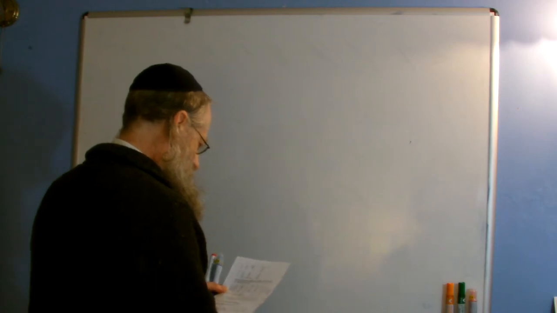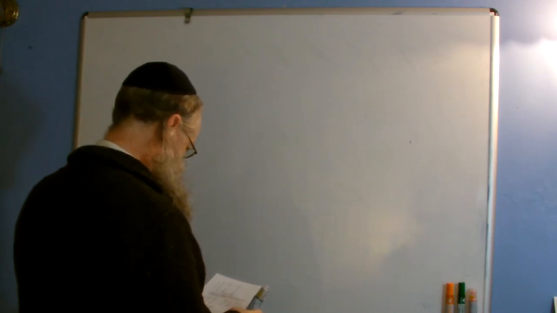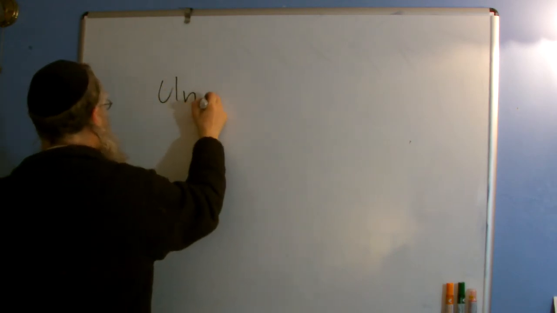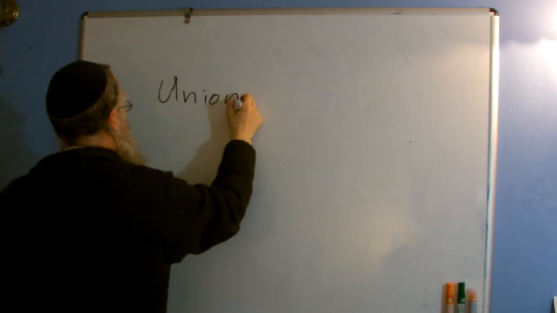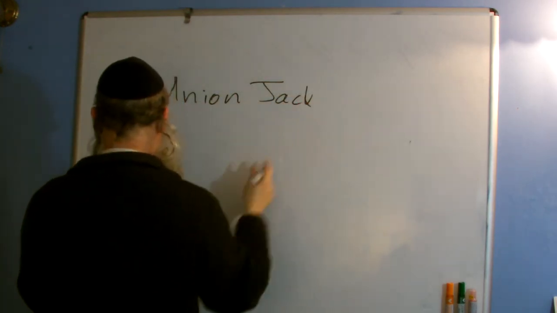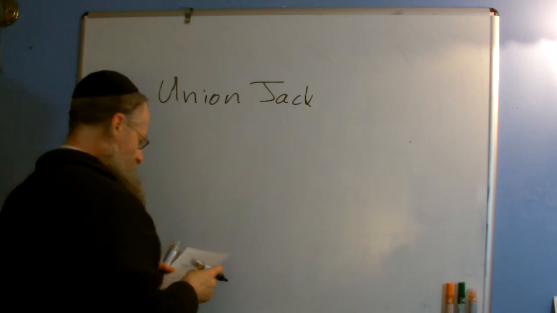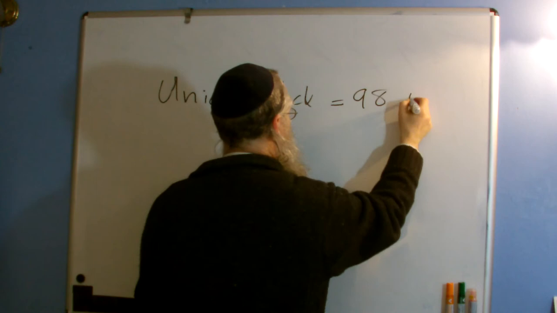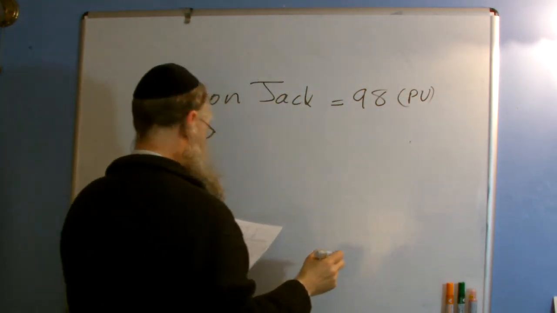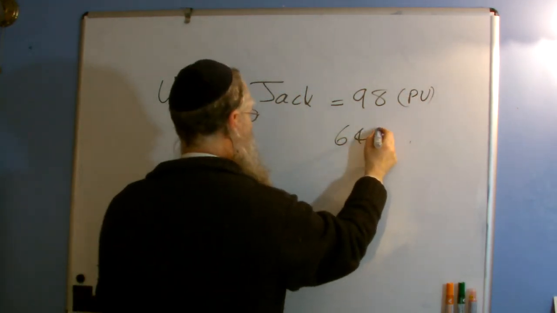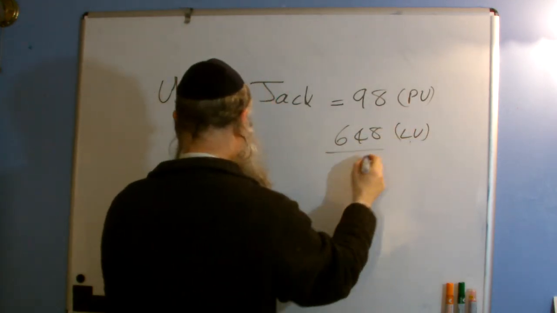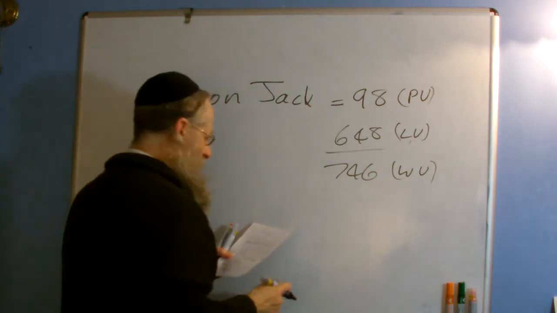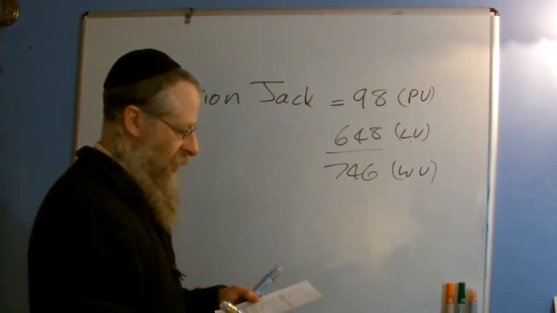Okay, I've got here a Union Jack. And I'm looking at two values. I'm looking at the placement value, which gives me 98, and the large value, 648. And I'm adding those together to give me 746, which gives me the whole value. And that's the whole value of the Union Jack.